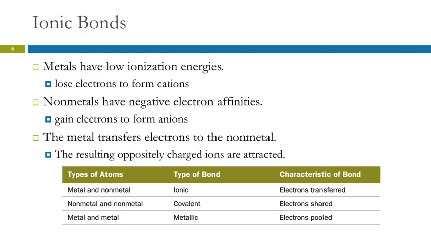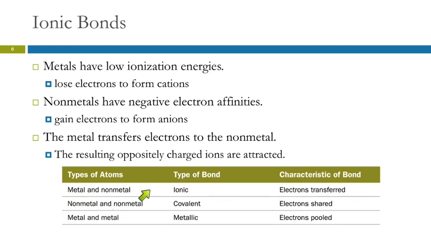So ionic bonds, we've mentioned these before. Ionic bonds are a transfer of electrons. So metals have low ionization energies. It's easy to remove an electron from them. They form cations. Nonmetals have negative electron affinities. When you put an electron on them, they release energy. They form anions. So the metal transfers electrons to the nonmetal, and then we have oppositely charged particles that are attracted to each other.